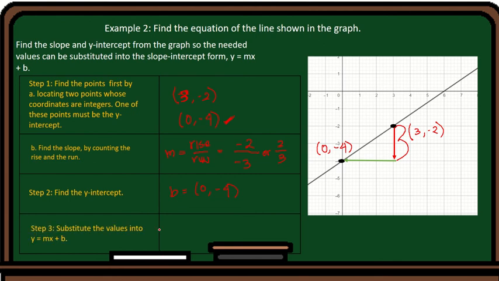For the last step, since we have now our m and our b, we can now write the equation. So, y is equal to m, which is 2 over 3 x, then your b is negative 4, or in the equation it will become minus 4. So we have now the equation of this line: y is equal to 2 over 3 x minus 4.